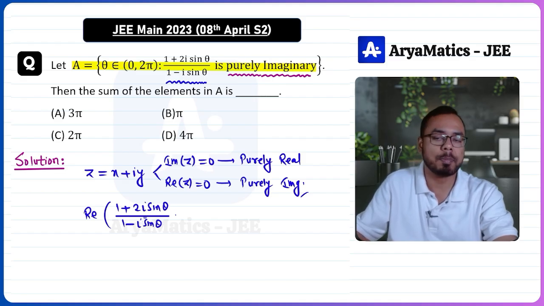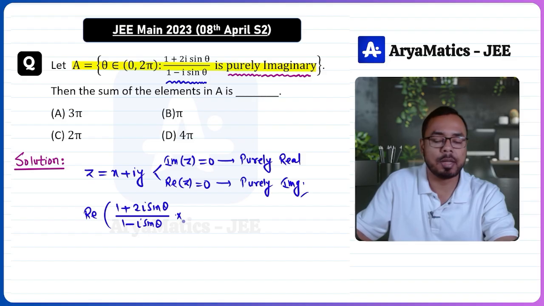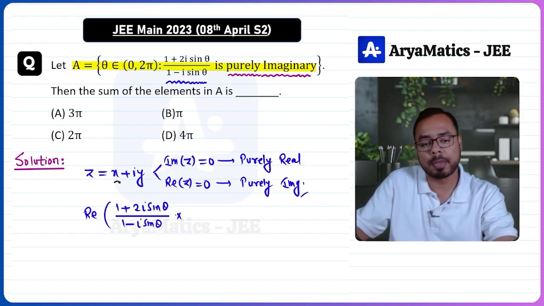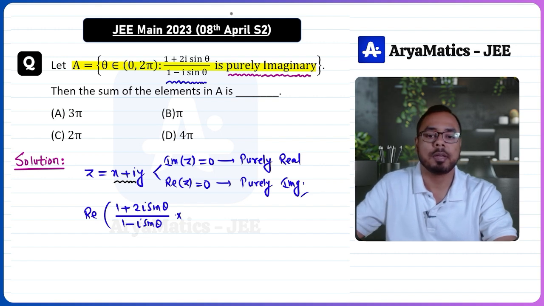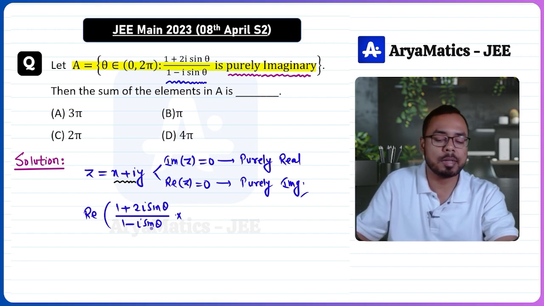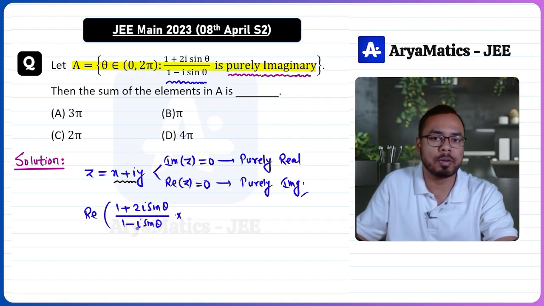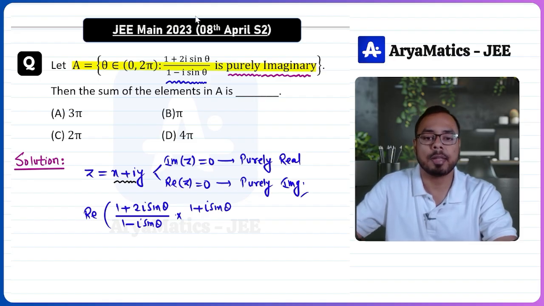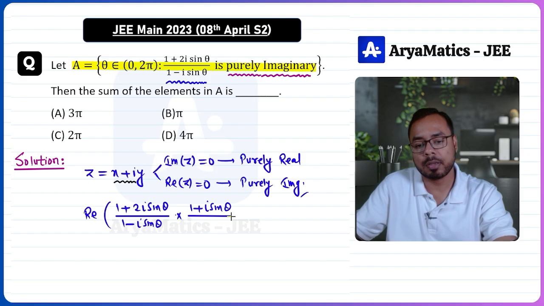Now, if I have to separate the real and imaginary part of any complex number, then first we need to write that in this standard form x plus iota y. Now, here you can see that in the denominator also we have iota. So, we need to get rid of that iota from the denominator. And for that, we can multiply and divide by the conjugate of the denominator. That means we can multiply with 1 plus iota sine theta, and then we need to divide by the same thing, 1 plus iota sine theta.